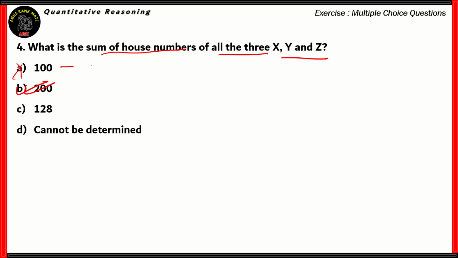Option A, 100, is incorrect. It's the perfect square whose double turns out to be the sum of the house numbers. 128 is also incorrect because the sum is not equal to 128, it's actually equal to 200. So therefore, option B is the right option. That means option D, cannot be determined, would not make sense. So option B, 200, is the right option. So the sum of house numbers of x, y, and z is 200.